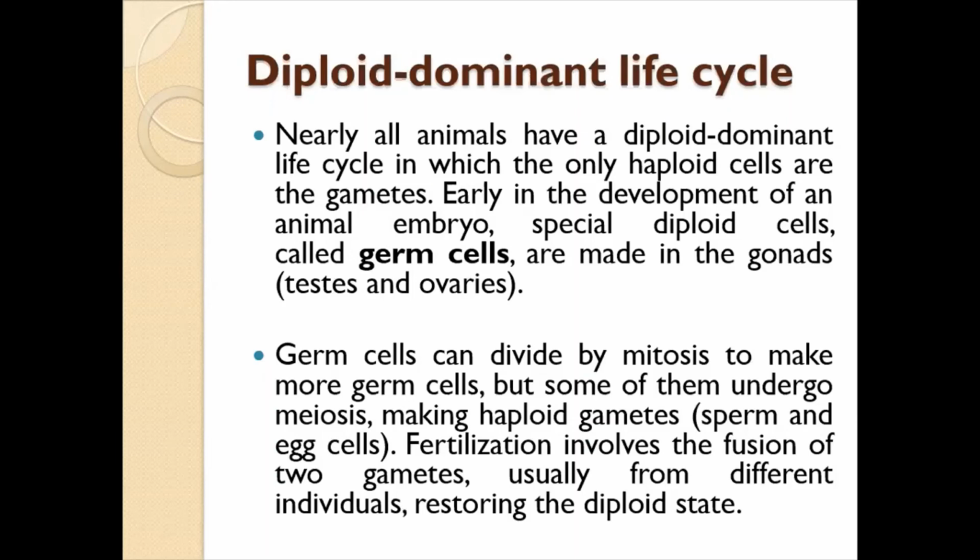Nearly all animals have a diploid dominant life cycle in which the only haploid cells are the gametes. Early in the development of the animal embryo, special diploid cells called germ cells are made in the gonads, that is, the testes or ovaries of the mature individual. Germ cells can divide by mitosis to make more germ cells, but some of them undergo meiosis, making haploid gametes. Fertilization involves the fusion of two gametes, usually from different individuals, restoring the diploid state.